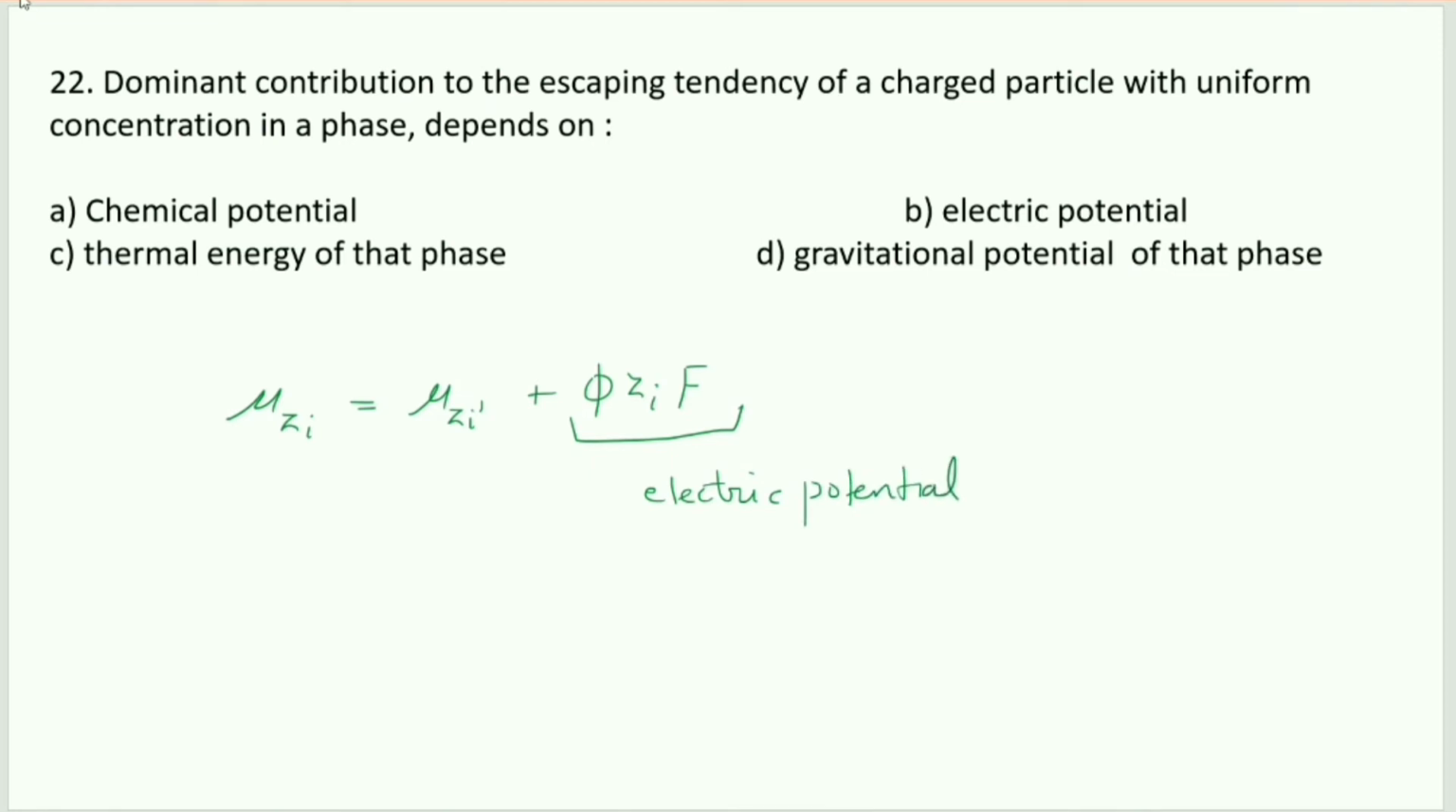And this is the chemical potential, and this mu Zi is the electrochemical part.